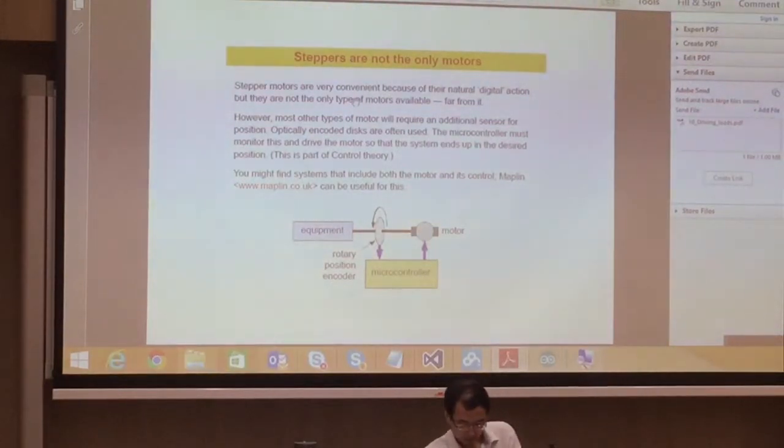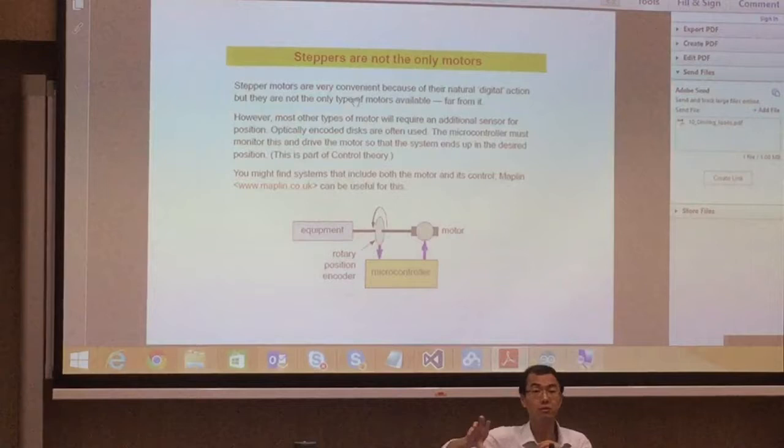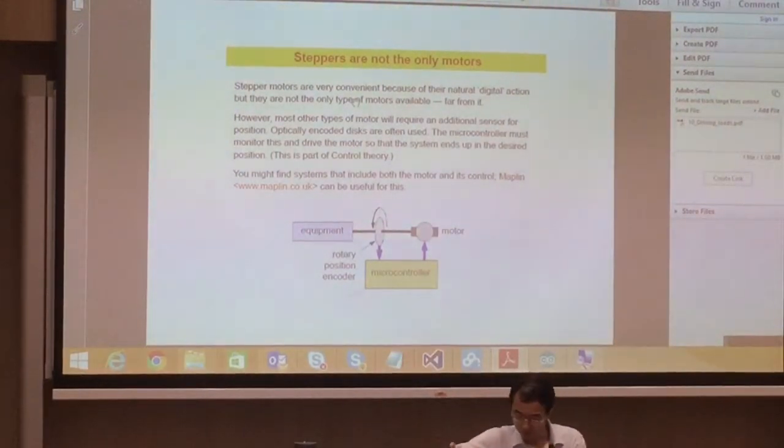Of course, stepper motors are not the only motors. Just now I mentioned the common one is the DC motor, which can run continuously. But to control such a DC motor, you need some special control mechanisms. For stepper motors, you can use digital outputs, a digital waveform, to control. But if it's a normal DC motor, which can run continuously, how do you control the movement? You need to have some control mechanisms for that.